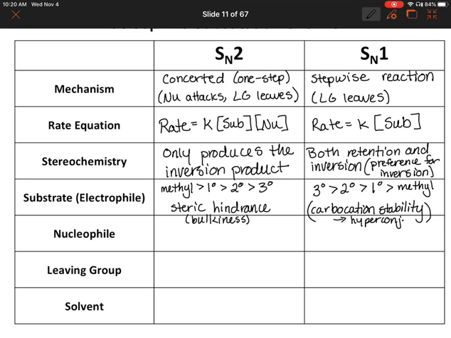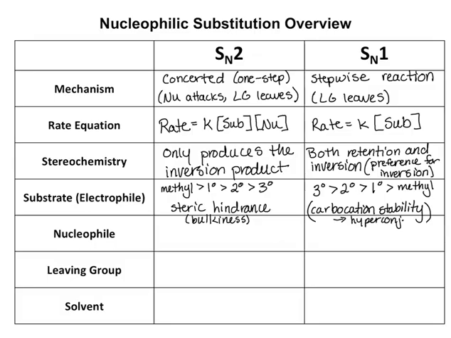Okay, so this is what we've learned so far about SN1 and SN2 reactions. And as you can see, we have a few more things that we need to go over. So we'll also go over the role of the nucleophile. We'll go over the role of the leaving group. And then finally, we'll talk about preferred solvents for each of these types of reactions. So I will see you in the next video.